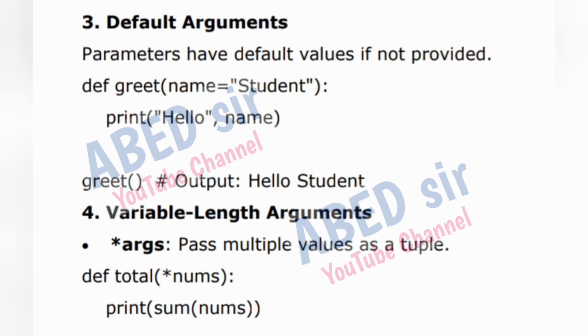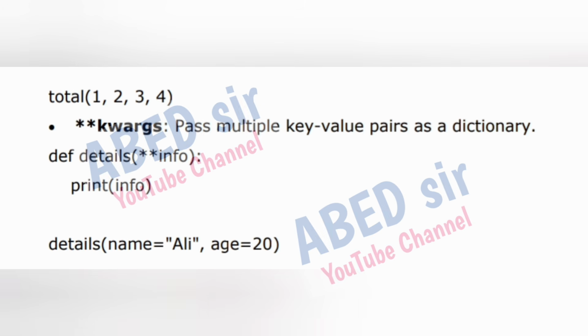4. Variable length arguments. *args pass multiple values as a tuple. def total(*nums): print(sum(nums)). total(1, 2, 3, 4). **kwargs pass multiple key value pairs as a dictionary. def details(**info): print(info). details(name="Ali", age=20).